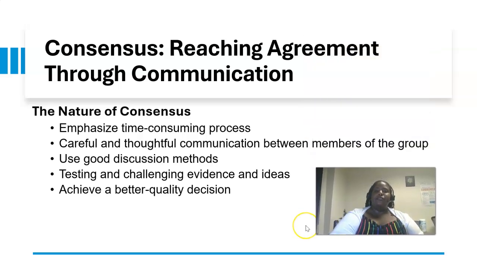All right, so consensus: reaching agreement through communication. We talked about this as consensus and everybody agreeing. How can we do this? It can be time consuming, but we're trying to communicate with the members in the group, have really strong discussion and problem solving methods, testing the evidence and ideas. So we might reach a consensus, but if something doesn't work, then we can go back to the drawing board and figure out new solutions. And through this process, we can achieve a better quality decision.